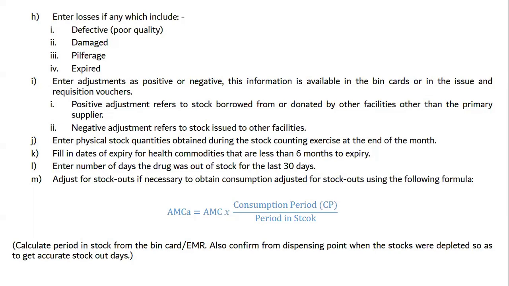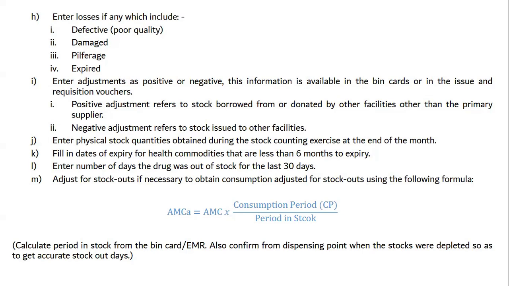Positive adjustments, let me clarify the two, the positive and negative. Positive adjustments refer to stocks borrowed from or donated by other facilities other than the primary suppliers. Negative adjustment refers to stock issued to other facilities. So whatever is an add-on is positive, whatever is a deduction becomes a negative. Then you enter physical stock quantities obtained during the stock counting exercise at the end of the month.